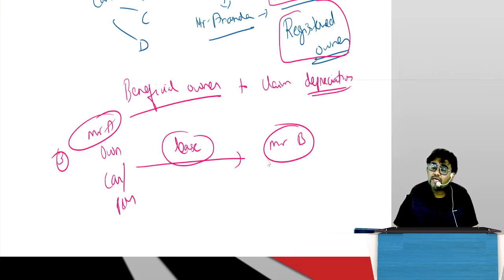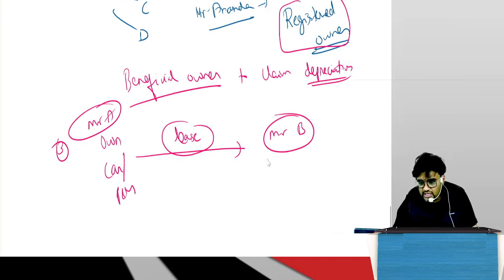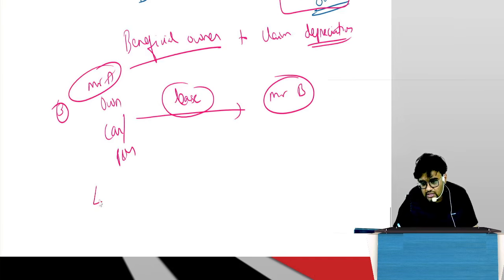Lease. So as per accounting standards, there is different treatment. In some cases you will be treated as the owner, in some cases the lessor only is the owner. Who is Mr. A called? Mr. A is called the lessor.